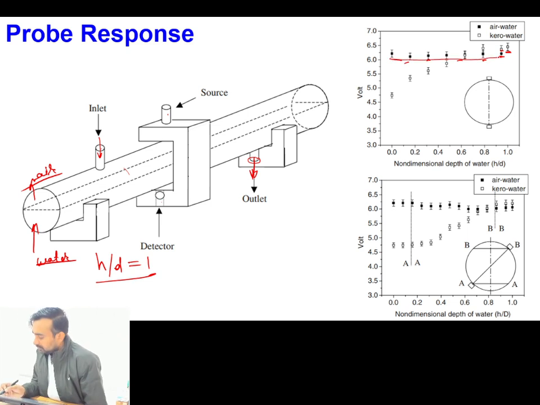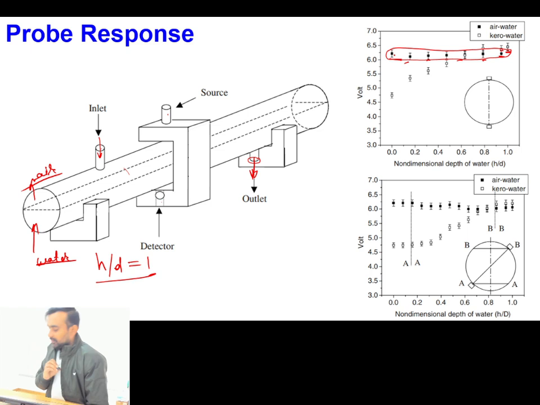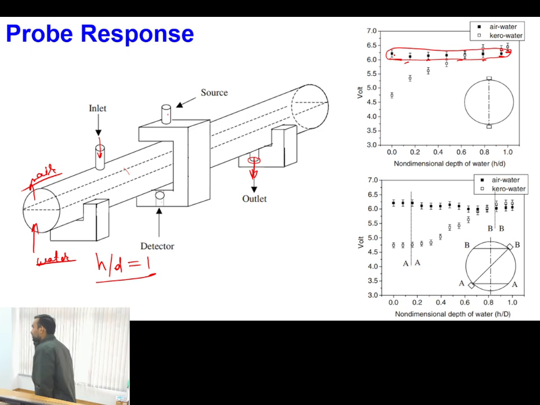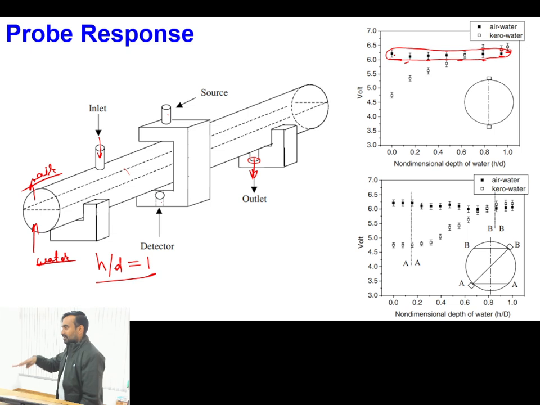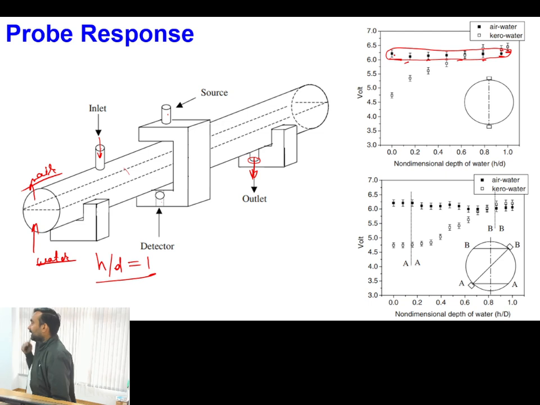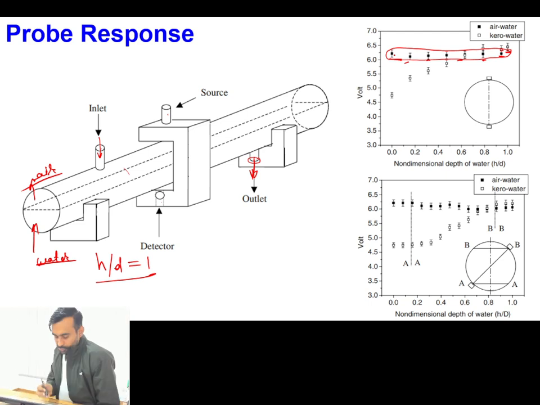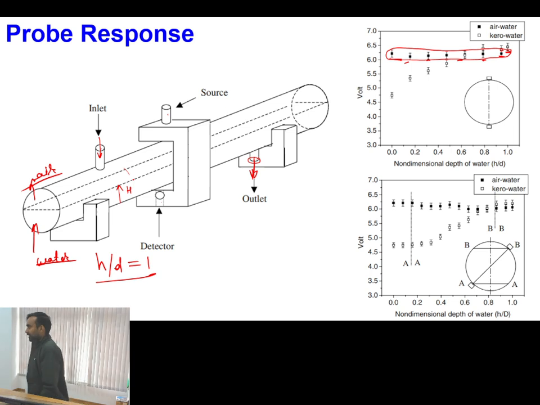However, is this change of signal sufficient to come to any conclusion about the height of the interface? This signal at this point is not clearly distinguishable, so that I cannot predict what is the height of water present inside the pipe. Is this one clear?